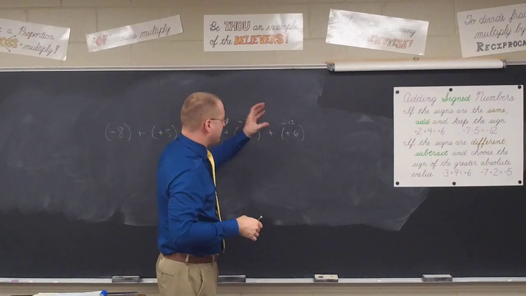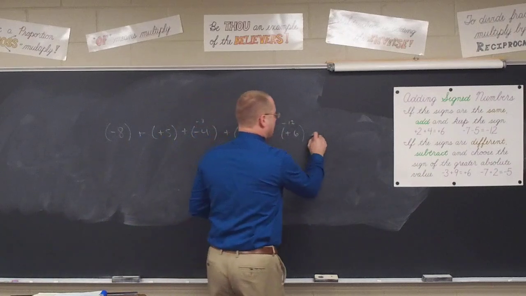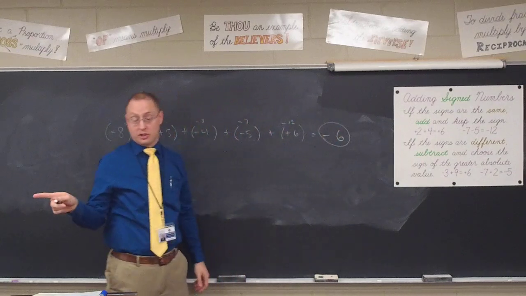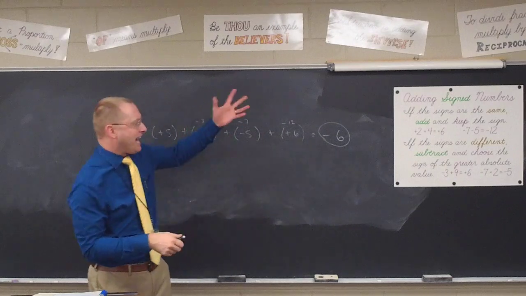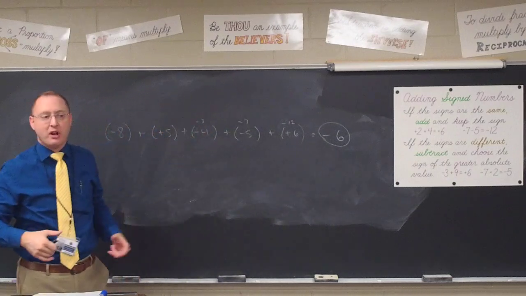Okay, now the signs are different. We're going to subtract, keep the sign of the greater absolute value. That's -6. Now that's the right answer. But that's a whole lot of thinking, isn't it? And you've got to bounce back and forth, and one time signs are the same, and then they're different.